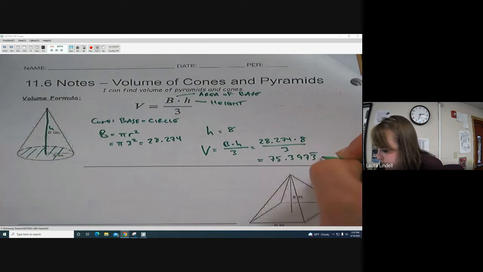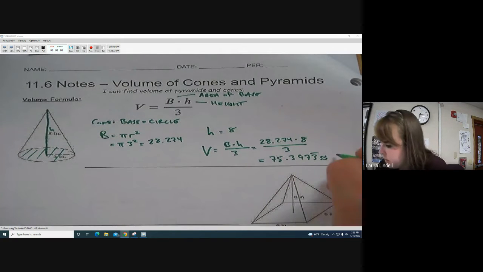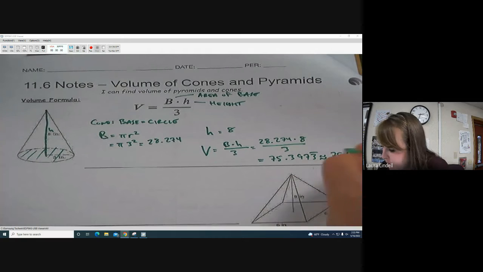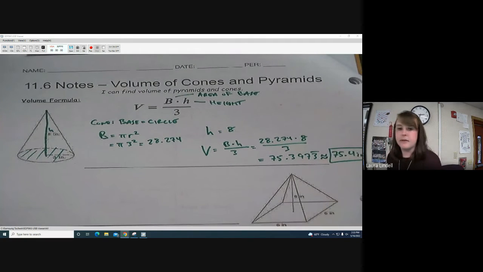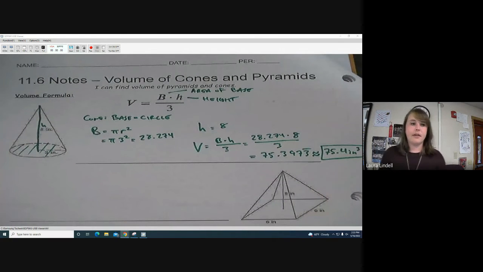75.3973 repeating. So now we can go ahead and round to 1 decimal place. So I would probably go with 75.4. And since this was inches and we're still dealing with volume, this is cubic inches. There's our answer. 75.4 cubic inches. All right, so there's the cone problem.